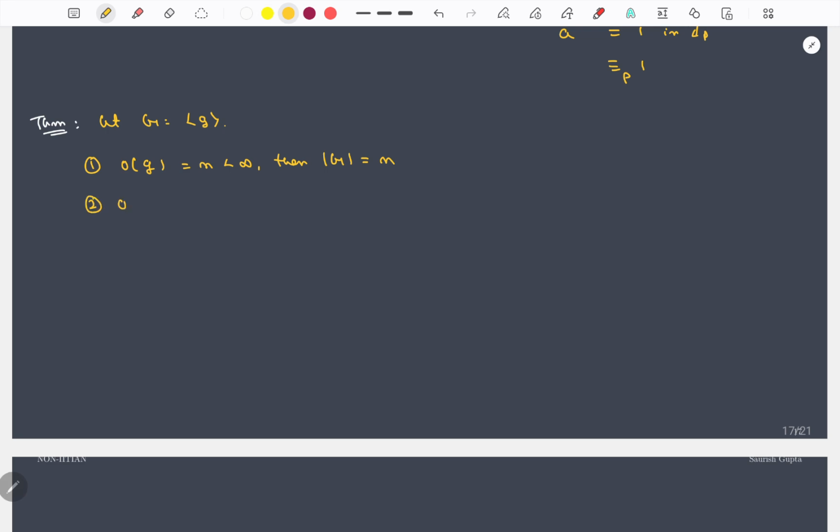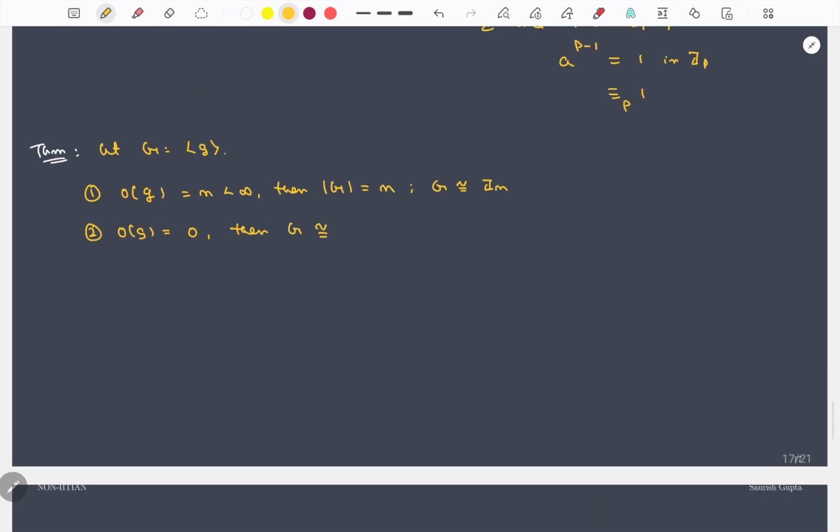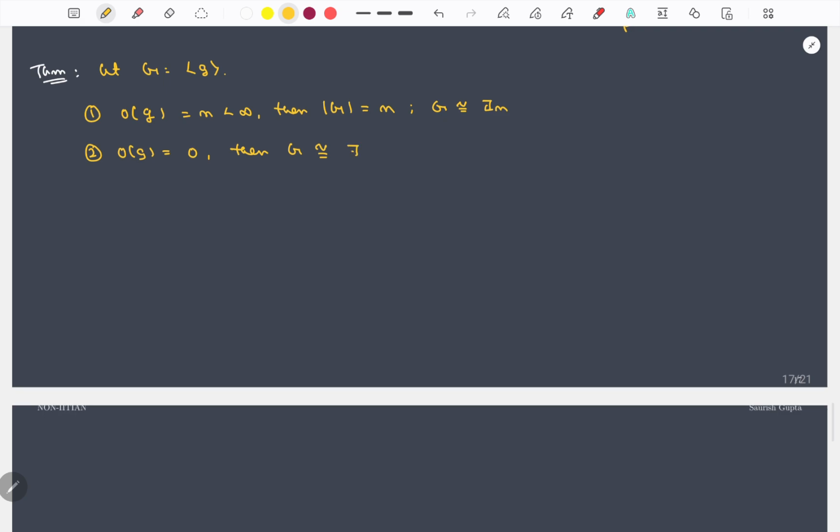Number 2, if the order of g is infinite, then G is isomorphic to Z. So I would be trying to prove that G is isomorphic to Zn in the first case, and here G is isomorphic to Z. And in the course of the proof, we'll explain what isomorphism is. So let me just explain here. There is a notion of a homomorphism within groups. So let me just define it. Let G and H be groups.